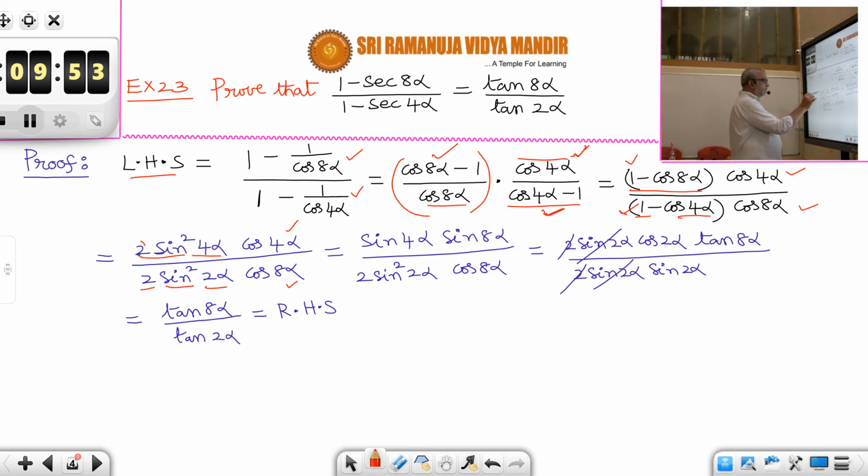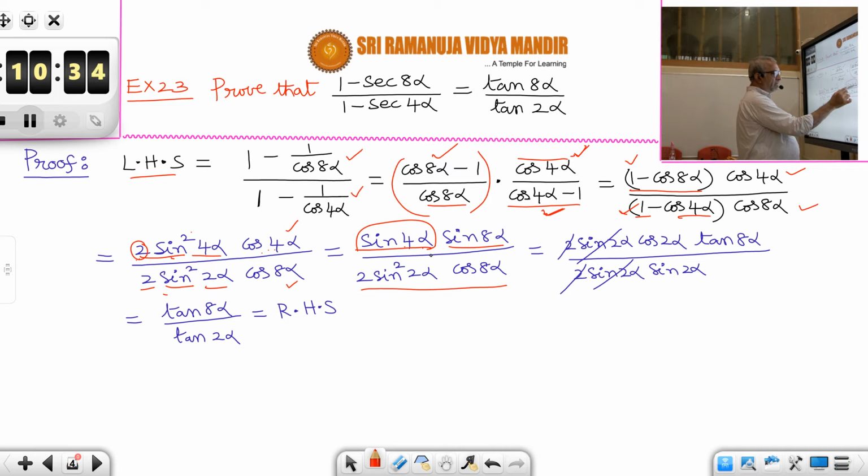here in the numerator, 2 sin 4 alpha cos 4 alpha. 2 sin theta cos theta. Is it not? 2 sin theta cos theta becomes sin 2 theta. So 2 sin 4 alpha, sin square is there. So 1 sin 4 alpha will remain. Okay. So other sin 4 alpha will combine with 2 and cos 4 alpha. So 2 sin 4 alpha cos 4 alpha is sin 2 times 4 alpha means sin 8 alpha, by 2 sin square 2 alpha cos 8 alpha. Denominator no change. Okay.